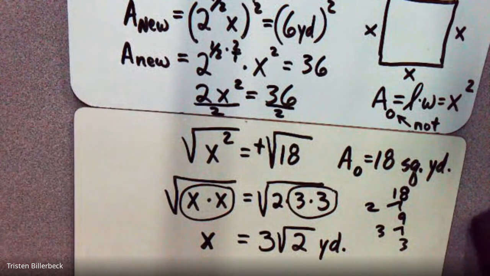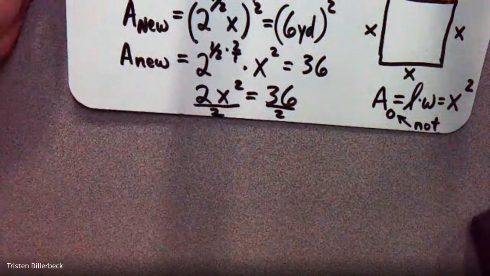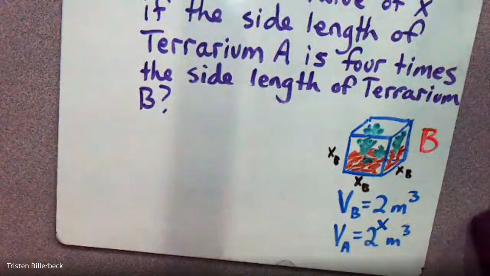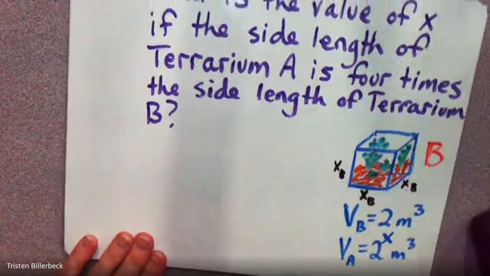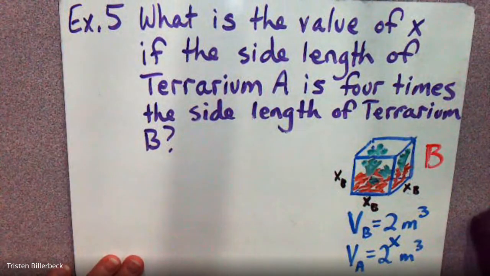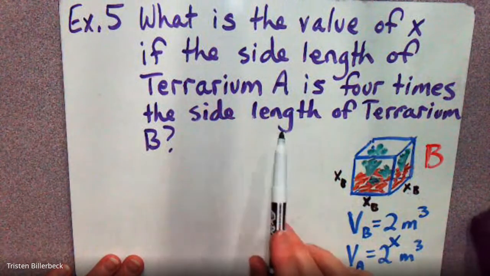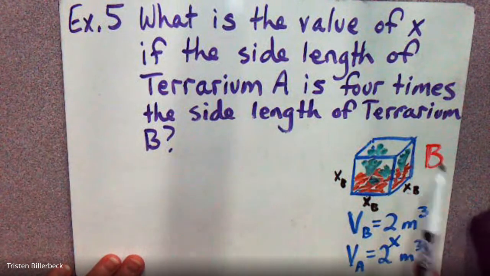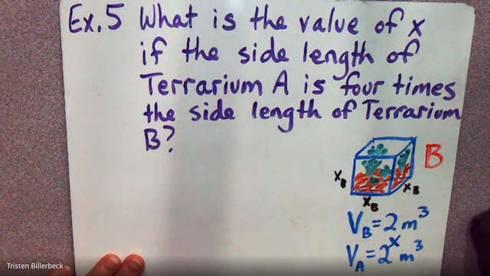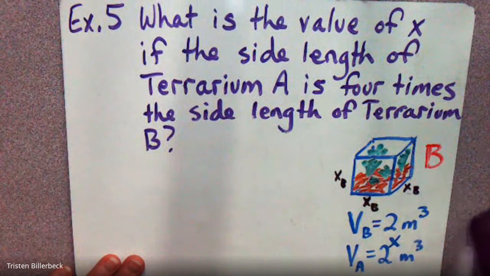I have one more example for you. We're going to look at a terrarium now. All right, so what is the value of x if the side length of terrarium A is 4 times the side length of terrarium B? So here's terrarium B. Now it's a cube. So each side is x subscript B to signify that's the side of terrarium B.